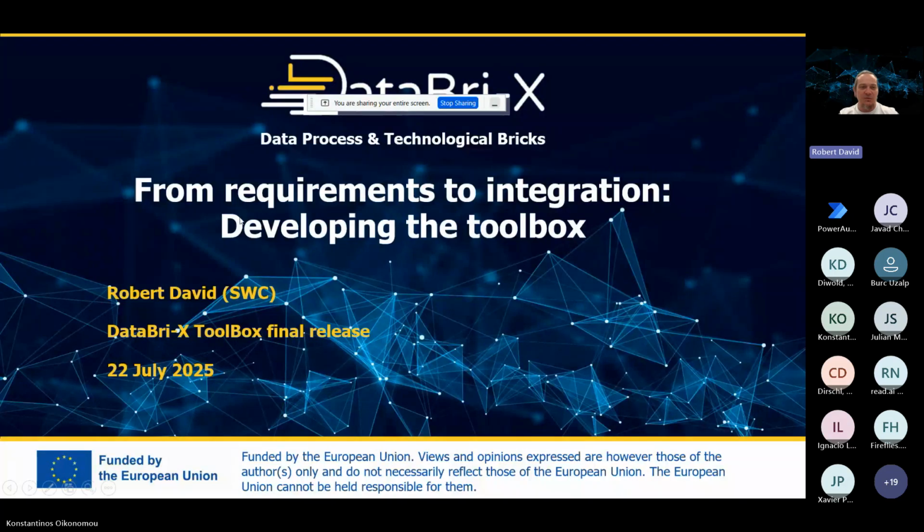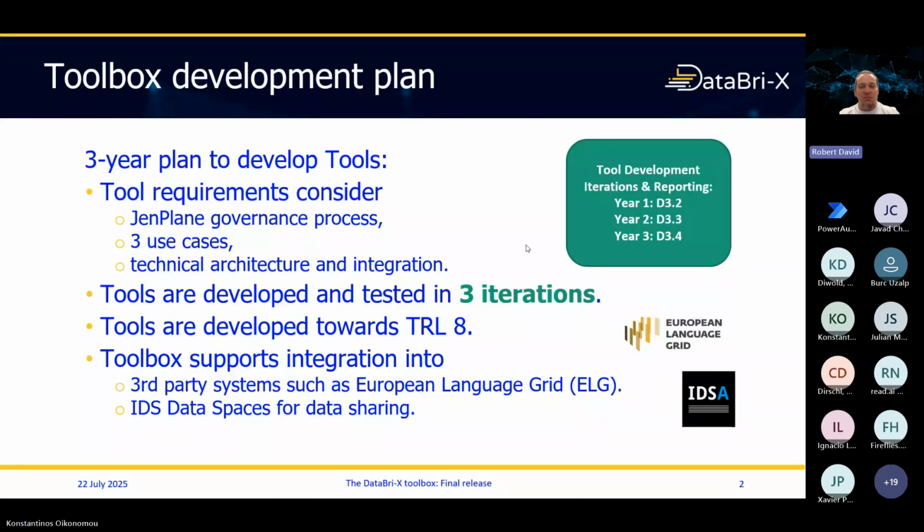So hi, my name is Robert David. I'm from GraphWise, and I will talk a bit about how we developed the toolbox that Champlain is using, and how we went from requirements to integration. So the development took place over the whole project, basically 3 years. And we had 3 iterations, one for each of the years.